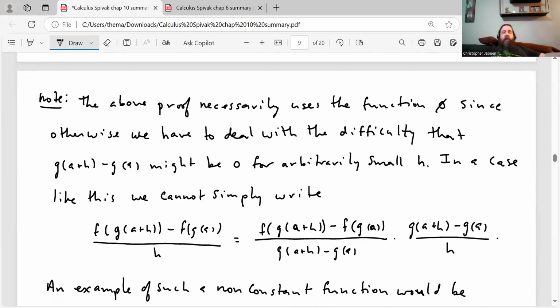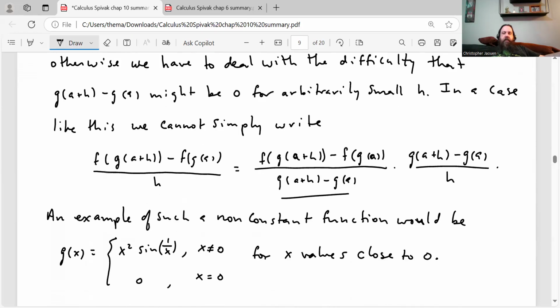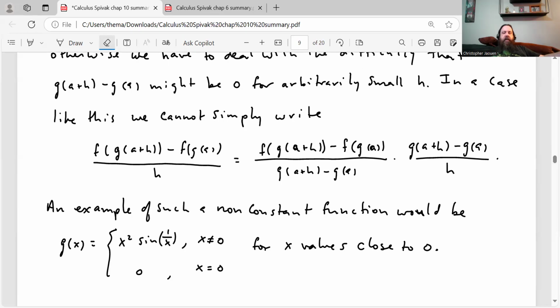The above proof necessarily uses the function phi, since otherwise we have to deal with the difficulty that g of a plus h minus g of a might be zero for arbitrarily small h. In a case like this, we can't simply write what we want. In other words, we can't just divide and multiply by g of a plus h minus g of a, because g of a plus h minus g of a might be zero for an infinitely small h.